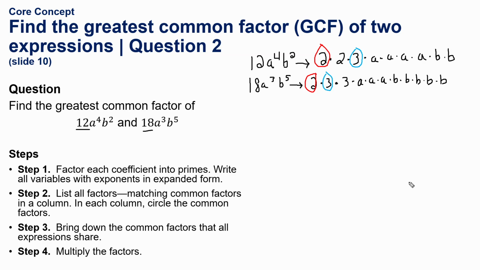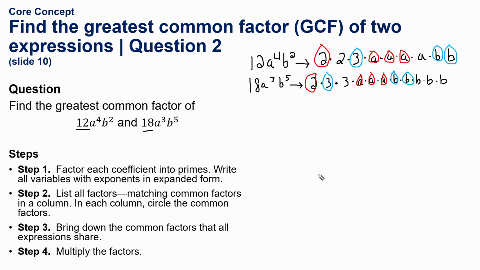Then let's circle the common variable. So we have an a term and an a term, another a term and another a term, and an a term and an a term. This 4th a term, though, does not match up. So that's uncovered. And then we have the b terms, so I have a b and a b, and another b, and another b. There are no more b's up here, so that's all I have. Okay, so now we've circled everything that we can.